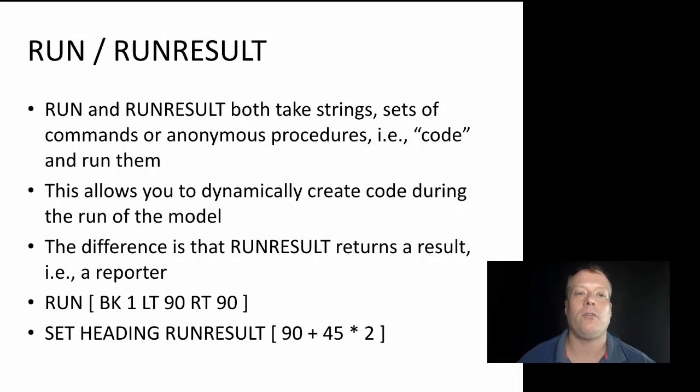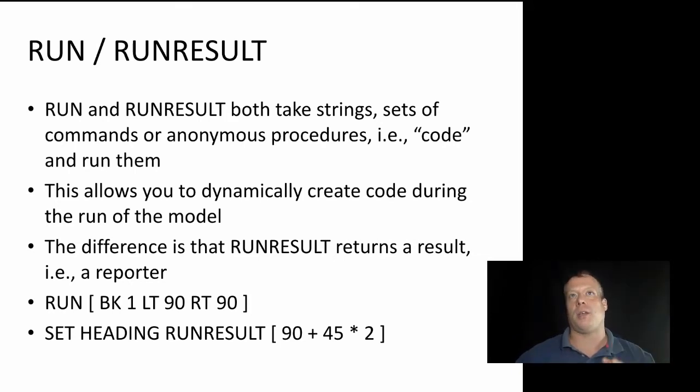So run and run result, which you're already seeing a little bit of an example of, both take strings, sets of commands, or anonymous procedures and then execute them. I.e. they take code of some sort, where that code is actually already encapsulated into a procedure, or it's a string that defines a procedure and then runs it, right? The nice thing about run and run result is that we can dynamically create the code that we're going to execute as the model is actually running, right? And that allows us to do very dynamic things, like we have an agent actually change its code over time, right?